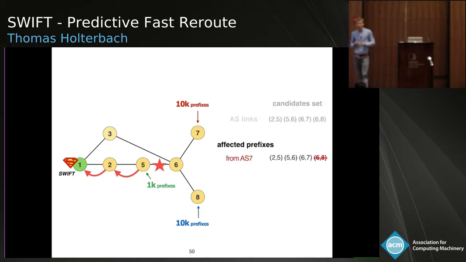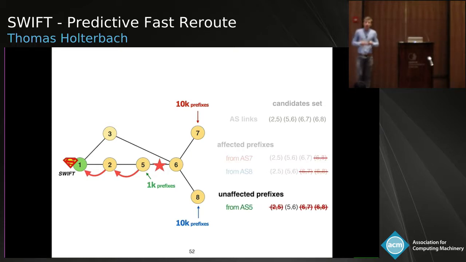When Swift receives some withdrawals for the prefixes advertised by IS7, Swift can remove 6.8 from the candidate set because if 6.8 was the failed link, we should not observe withdrawals for the prefixes advertised by IS7. And then when Swift receives some withdrawals for the prefixes advertised by IS8, for the same reasons, Swift can remove 6.8 from the candidate set.